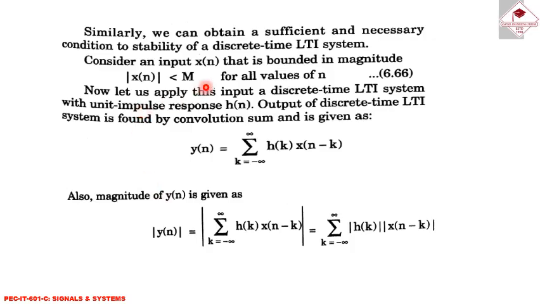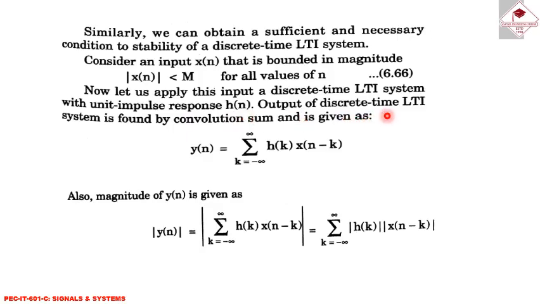Similarly, we can obtain the necessary and sufficient condition for stability for a discrete time LTI system. Consider an input x[n] that is bounded in magnitude, so the mod value of x[n] is less than M for all values of n. Now let us apply this input to a discrete time LTI system with unit impulse response h[n].